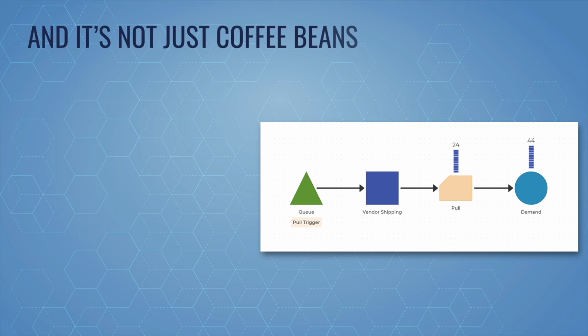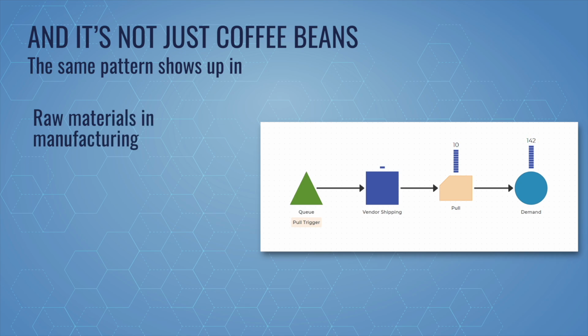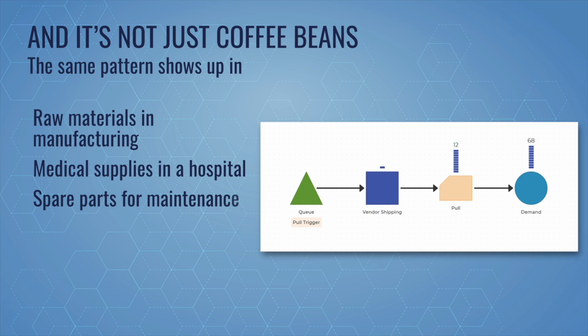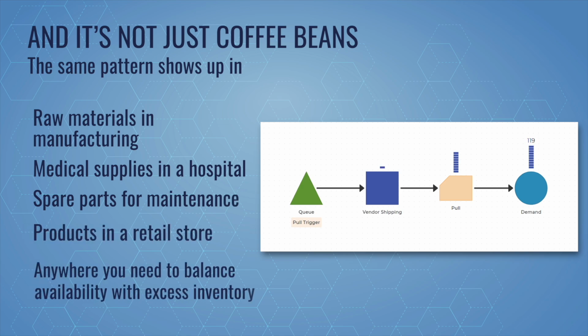And it's not just coffee beans. The same pattern shows up in raw materials in manufacturing, medical supplies in a hospital, spare parts for maintenance, or products in a retail store. Anywhere, you need to balance availability with excess inventory.